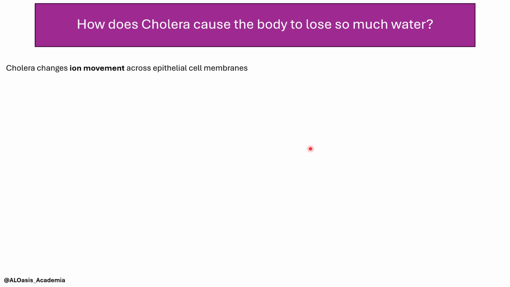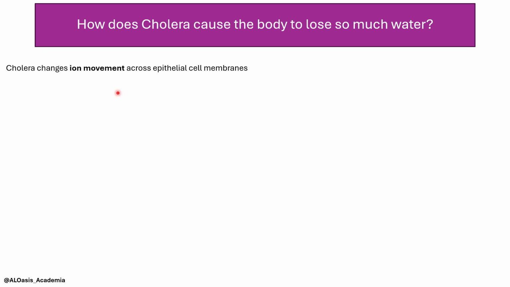Great. So let's start with understanding how cholera causes the body to lose large volumes of water. The first thing you need to learn, and that's one of the most important concepts, is that cholera changes ion movement across the epithelial cell membrane in the small intestine.